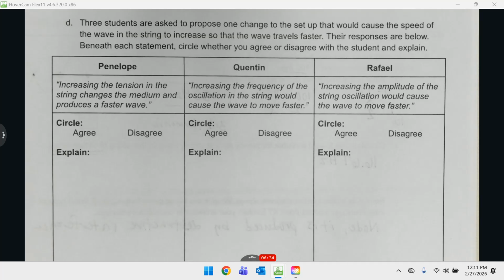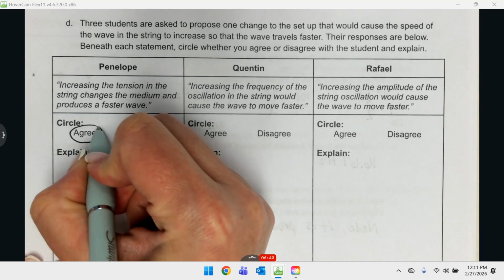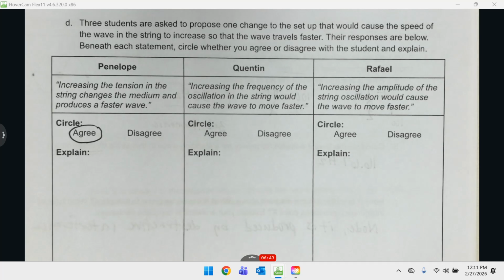Penelope says increasing the tension in the string changes the medium and produces a faster wave. That I'm going to agree with. Again, the speed of a wave is determined by the medium, and changing the tension is one thing that we can do to change the medium. Specifically, increasing tension does increase the speed of the wave. It was something we talked about in class.